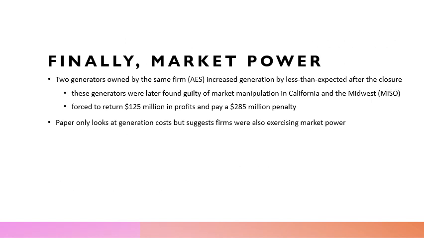And then finally, market power. There were two generators owned by the same firm, and they increased generation by less than expected after the closure. So after the closure, the demand needed to be met by something. And if you are going to be the marginal producer, you're way out on the right-hand side of the dispatch curve, the supply curve, you can increase prices by withholding some capacity or bidding higher supply curves. These generators did that, and they were later found guilty of market manipulation in California and the Midwest, and they were forced to return $125 million in profits and pay $285 million in penalties. And the paper looks at generation costs, but suggests firms were also exercising market power.